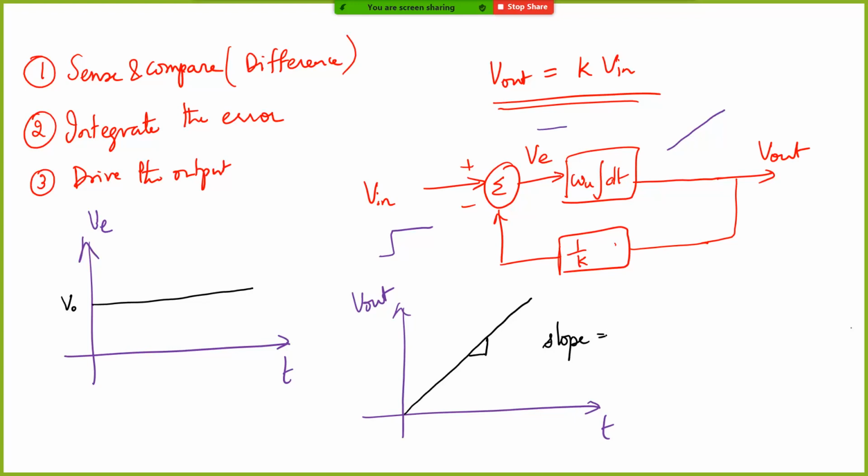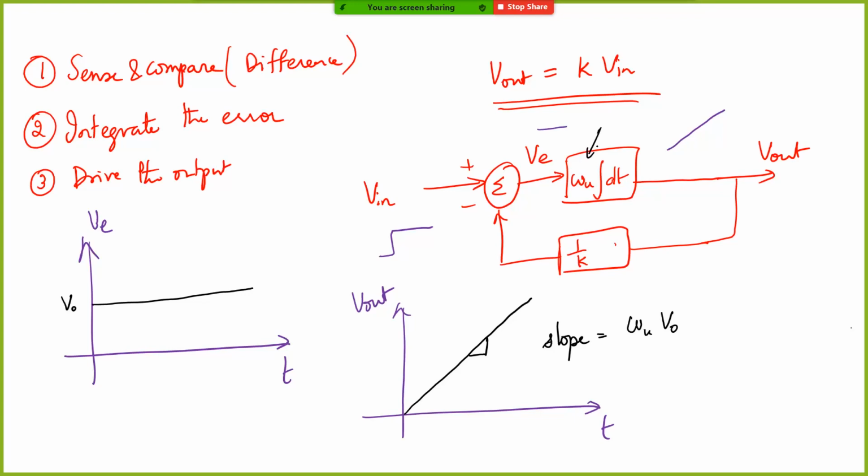Basically, it is integrating, right? Will it be just V naught? Yes, sir. It will be omega u into V naught, right? Because we have that constant here. Yeah, omega u into V naught. So that is the slope of this line.